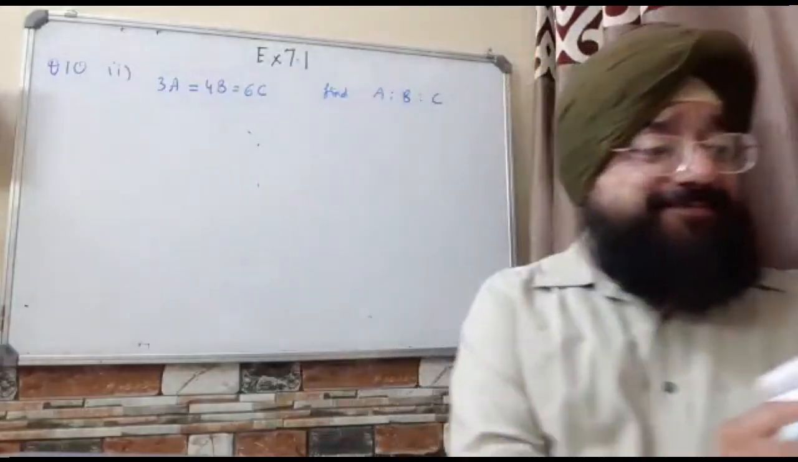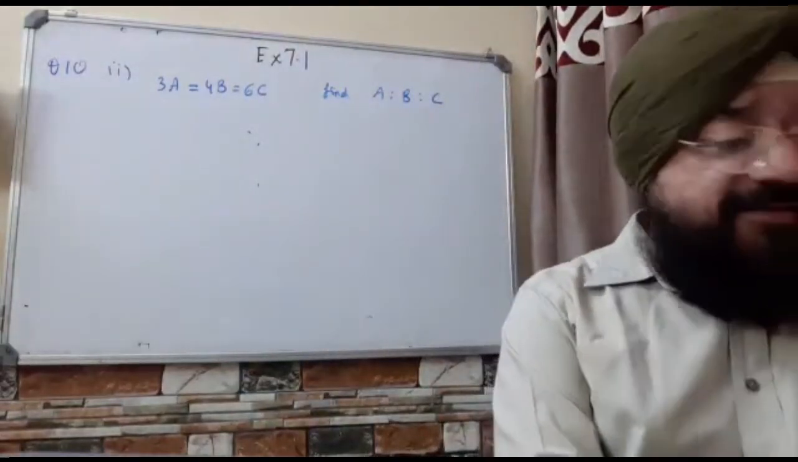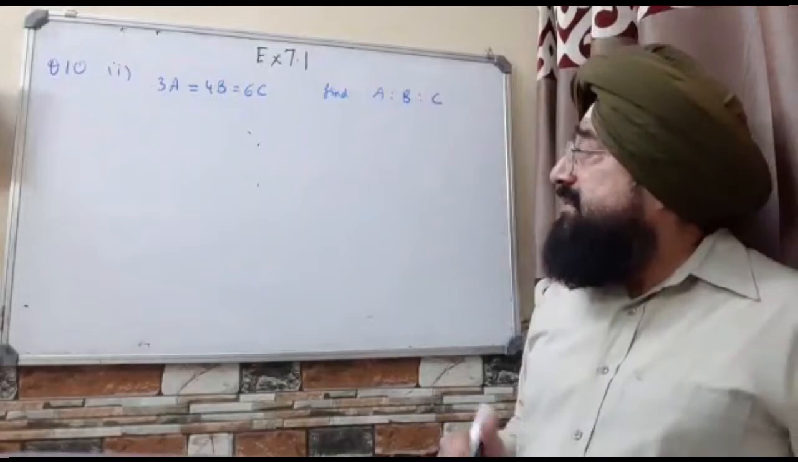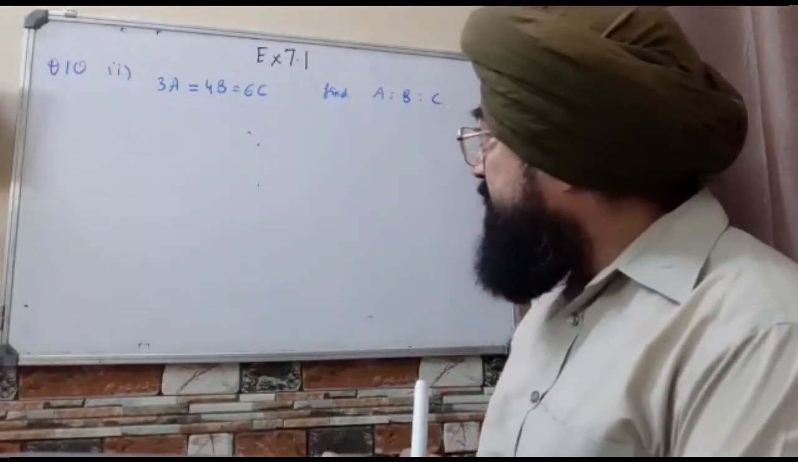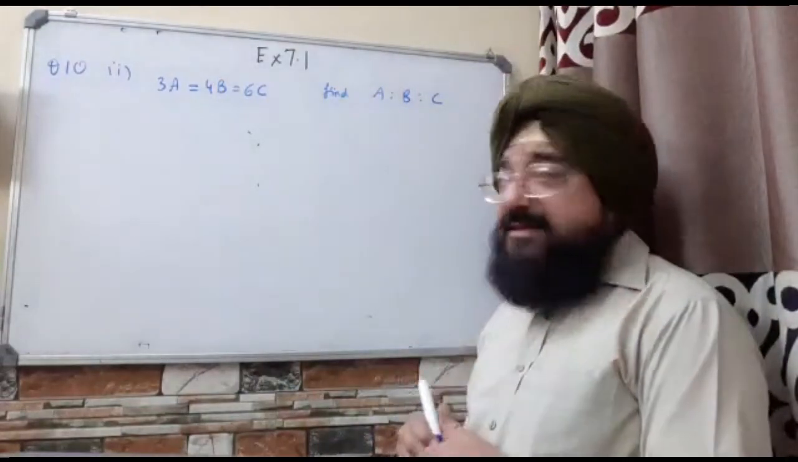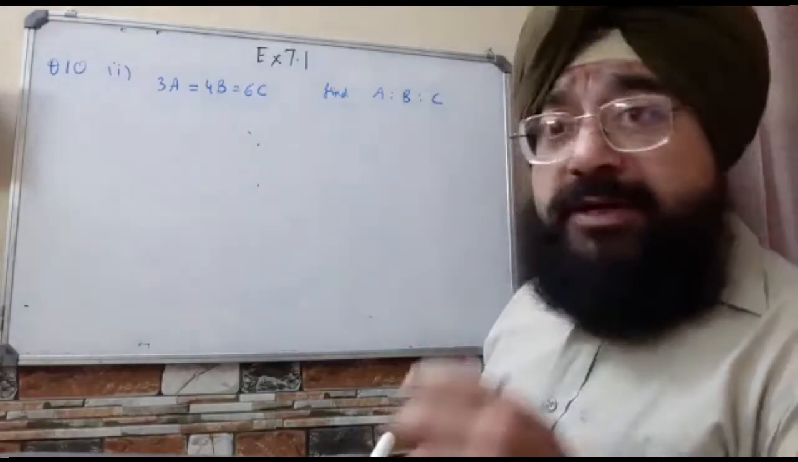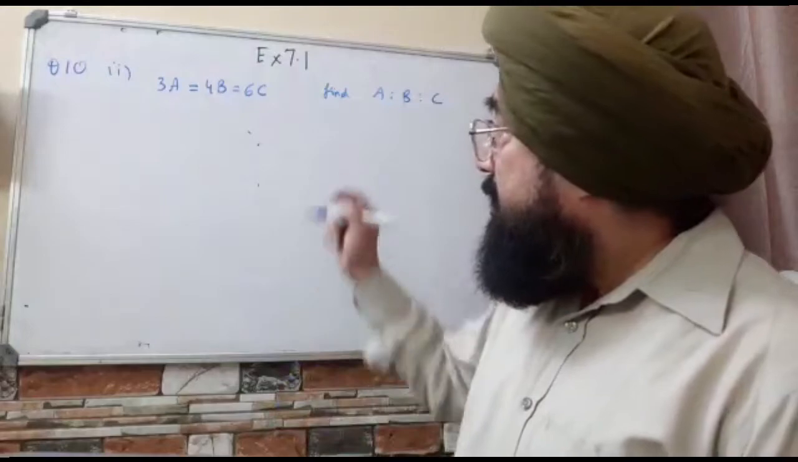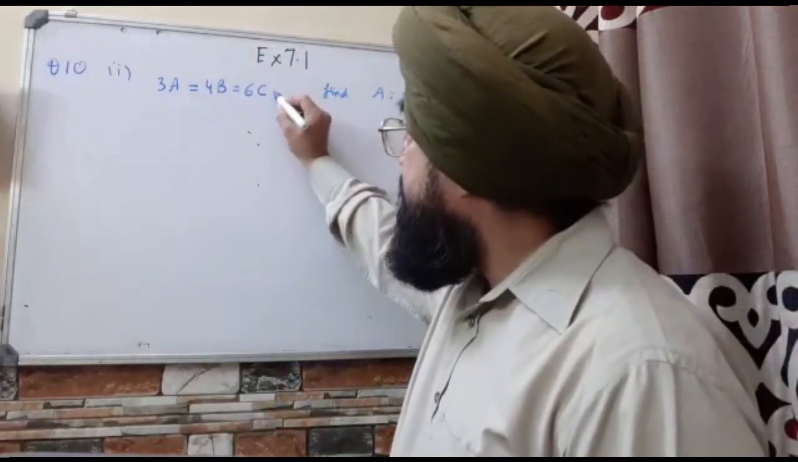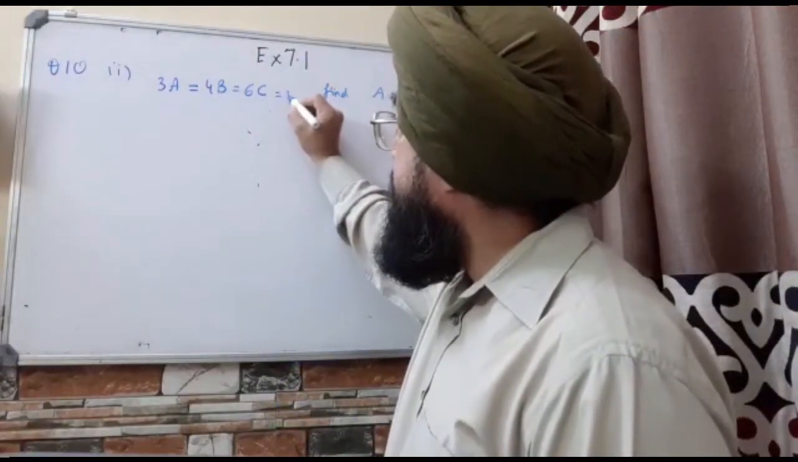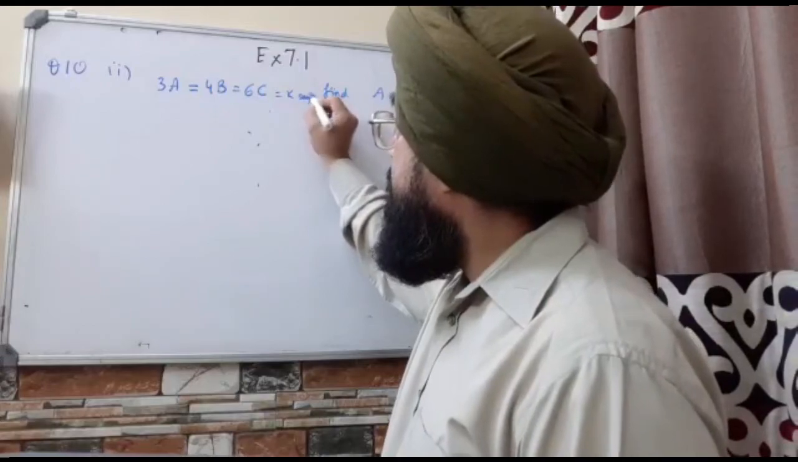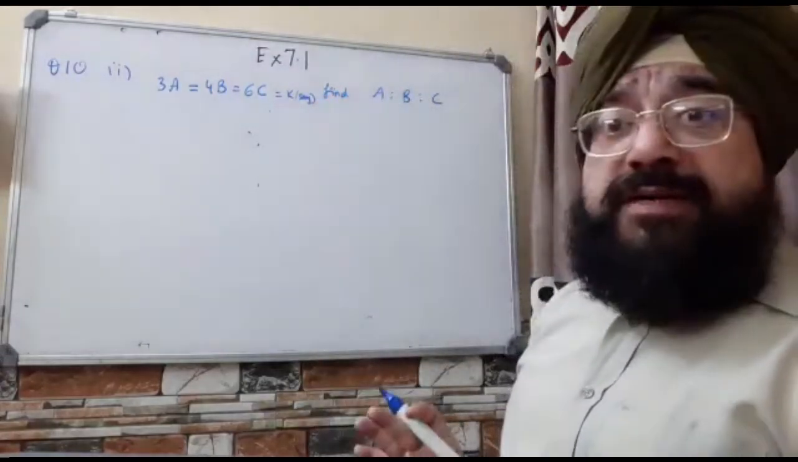That is question number 10, second part from exercise 7.1 of ML Aggarwal. It produces some kind of a resistance as to what to do in this. Oh, come on. So, a new method. Let us say this is equal to K. So, I hope nobody minds there.